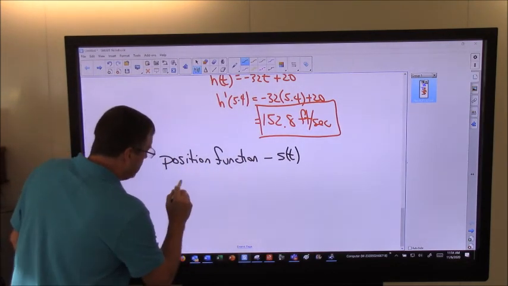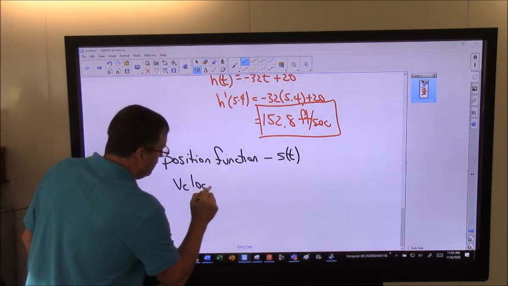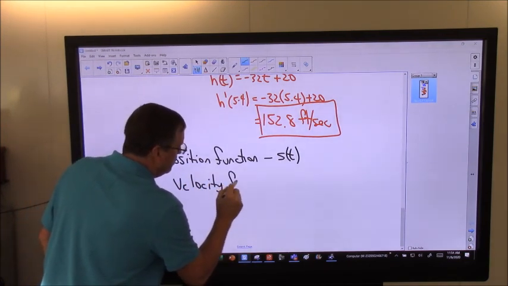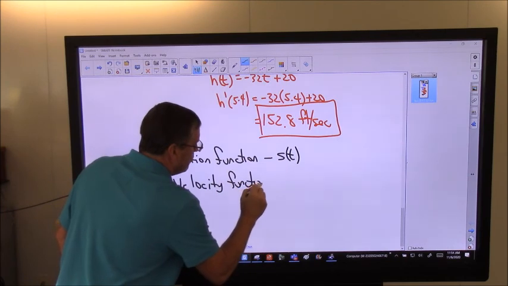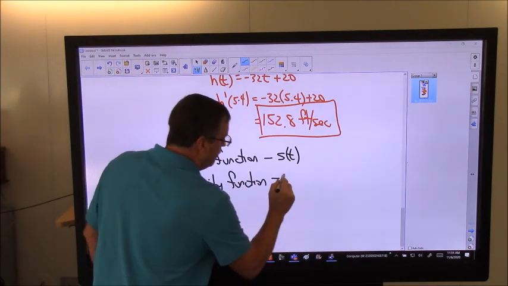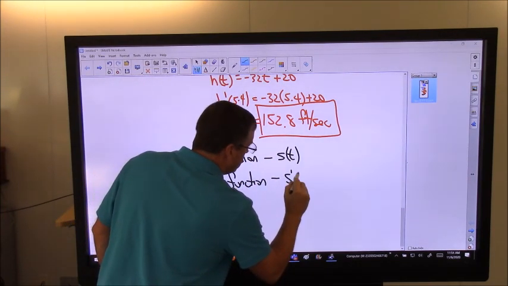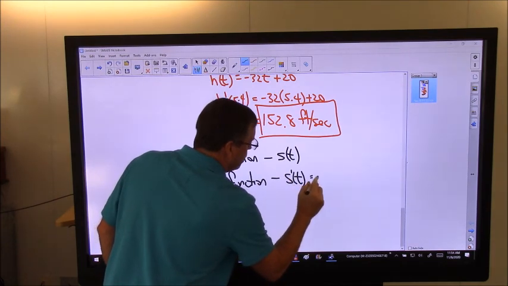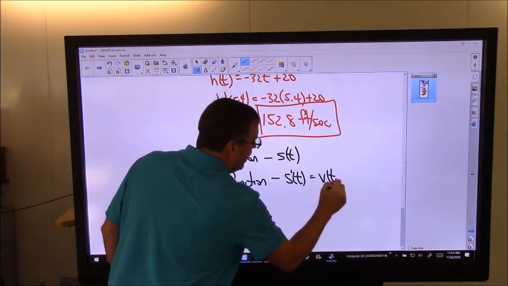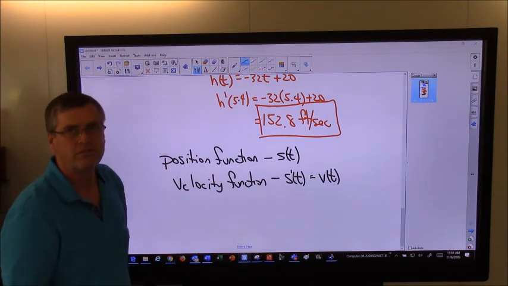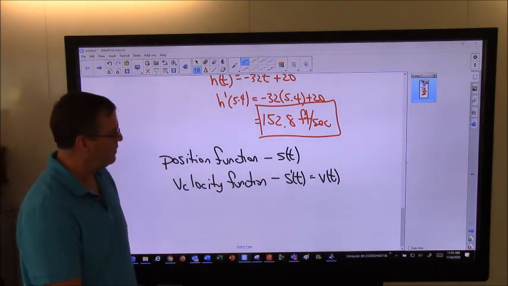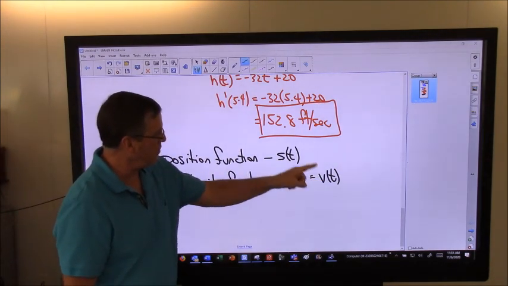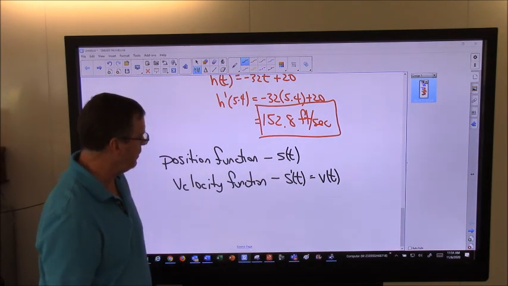So if I want the velocity function, then I need to take the derivative of that, and so that would be s prime of t, which is equal to our velocity function, v of t. Okay, v for velocity, that makes sense. But the velocity is the derivative of the position function.